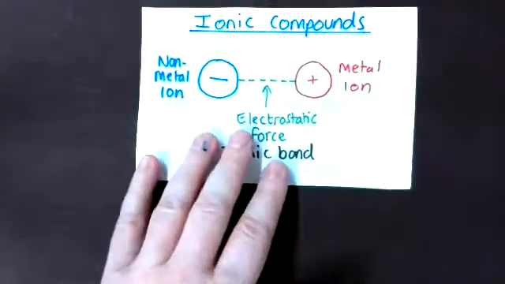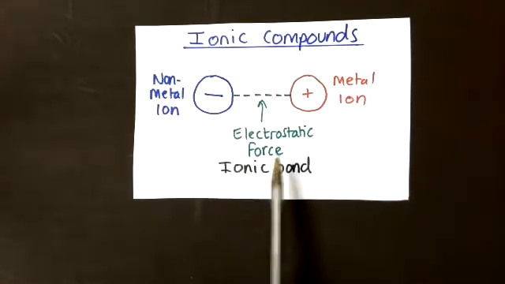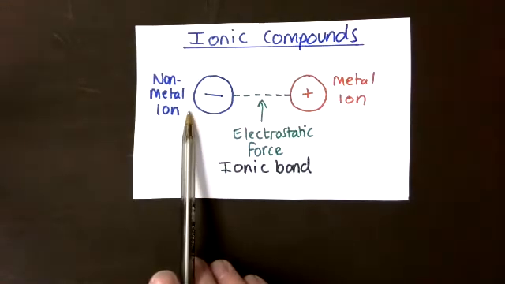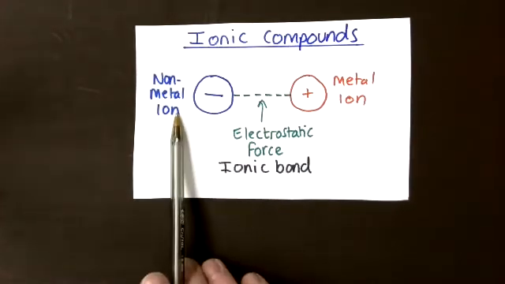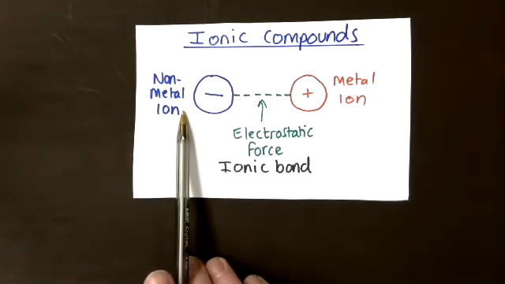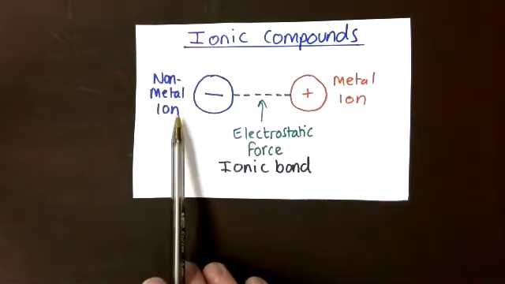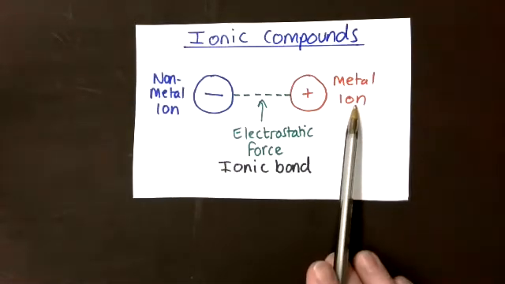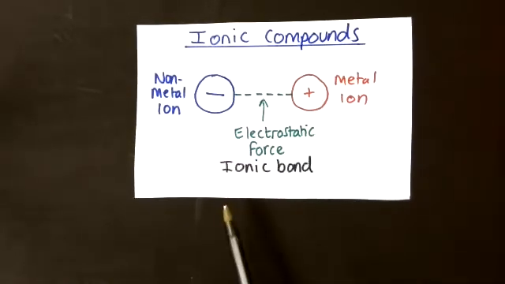So we're now going to think about ionic compounds. So we've talked about an ion, an atom that has gained or lost electrons to have a full outer shell. And we've got 2 types of ions. We've got non-metal ions and we've got metal ions. Now, non-metal atoms gain electrons to form non-metal ions. Metal atoms lose electrons, so lose negative charge to become positive ions.